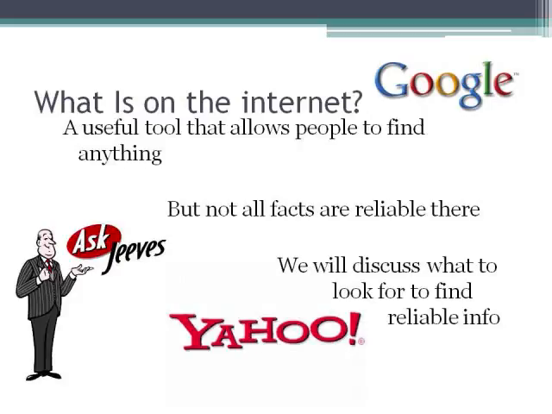So what is on the internet? The internet is a useful tool that allows people to find anything. Today, when people have to research or look for any type of information, the first thing they do is Google, Yahoo, Ask Jeeves, or what have you. But all the facts on there are not reliable. We will discuss what to look for and what to rely on.